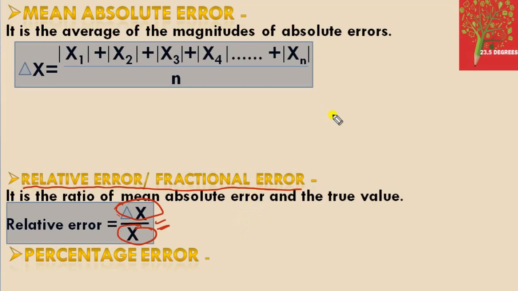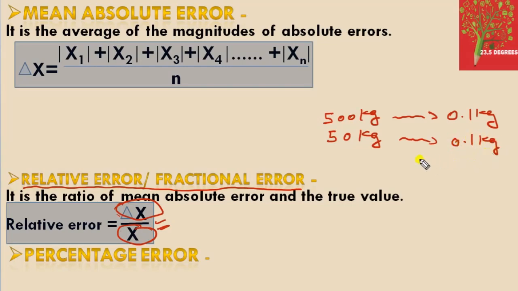If I ask you, while measuring a true value of 500 kilogram you are getting an error of 0.1 kilogram, and while measuring a true value of 50 kilogram you are getting an error of 0.1 kilogram, which measurement is better? Obviously this one. And this idea is conveyed by the concept of relative error. It gives you an idea of the error in your measurement relative to the true value which you are trying to measure.